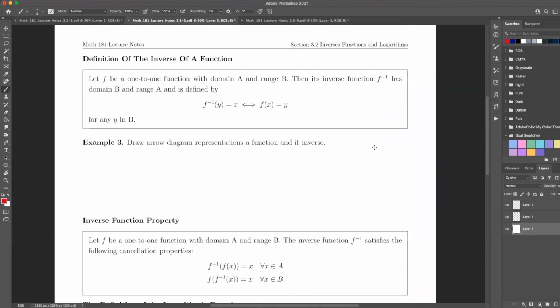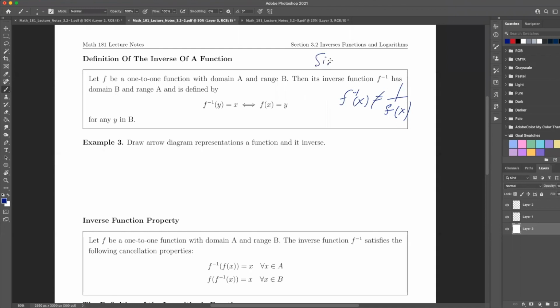So let's define it. Let f be a one-to-one function whose domain is A and range is B, then the inverse function f inverse has a domain of B and the range of A. Please note that this does not equal this for the most part. Are there functions for which this is true? Sure. This means inverse, not this.